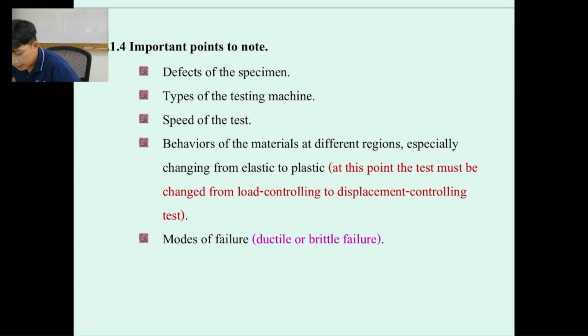All right, so if you test for tensile, there are a few important notes that you also need to keep in mind. The first one is the defect of the specimen. You need to note it in the report, if there are any defects, and the type of testing machine. You need to observe the capacity. Sometimes when the sample is too big and you test it in a small machine, it can break the machine. And then speed of the test, you can just read it from the standard.